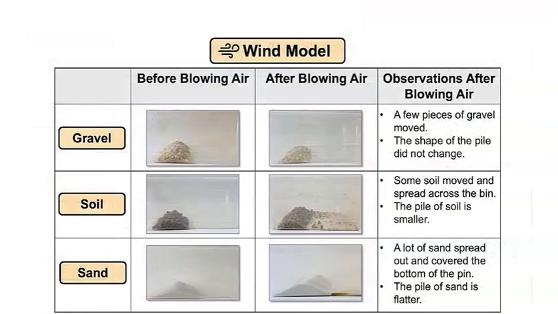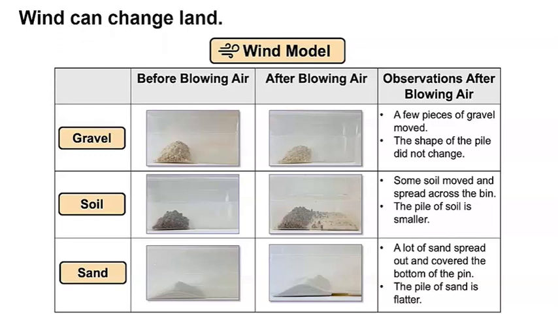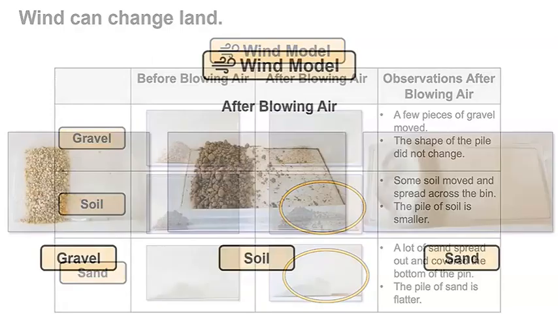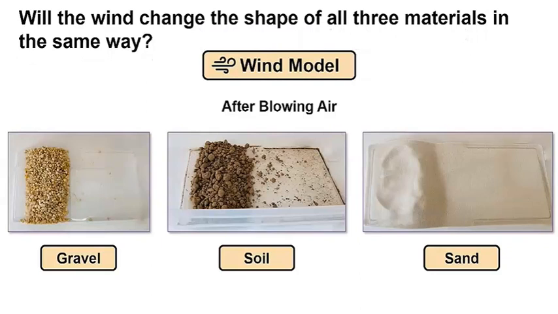So how does the evidence we found in our investigation support our claim that wind can change land? Well, we observed that blowing air on the gravel, soil, and sand made them all move. The soil and sand moved more than the gravel. So did the wind change the shape of all three materials in the same way?